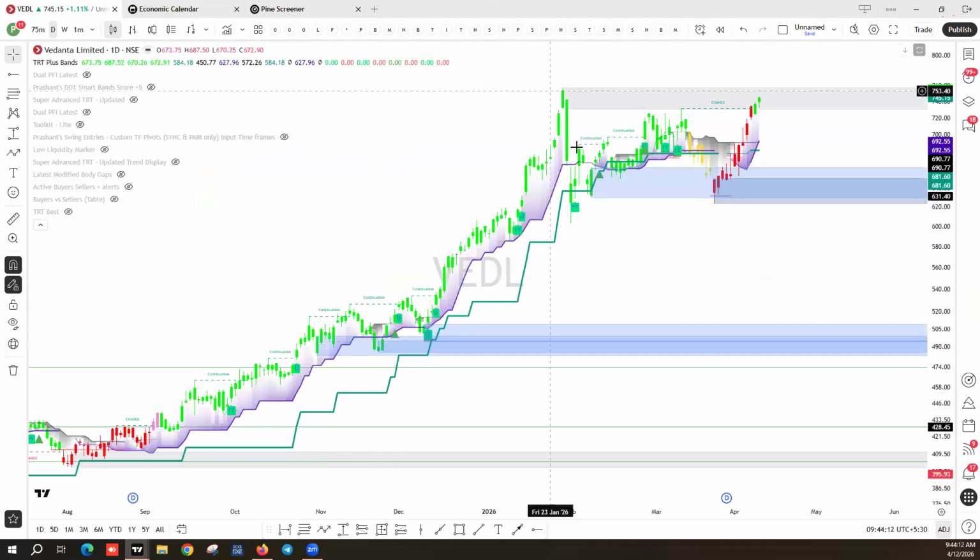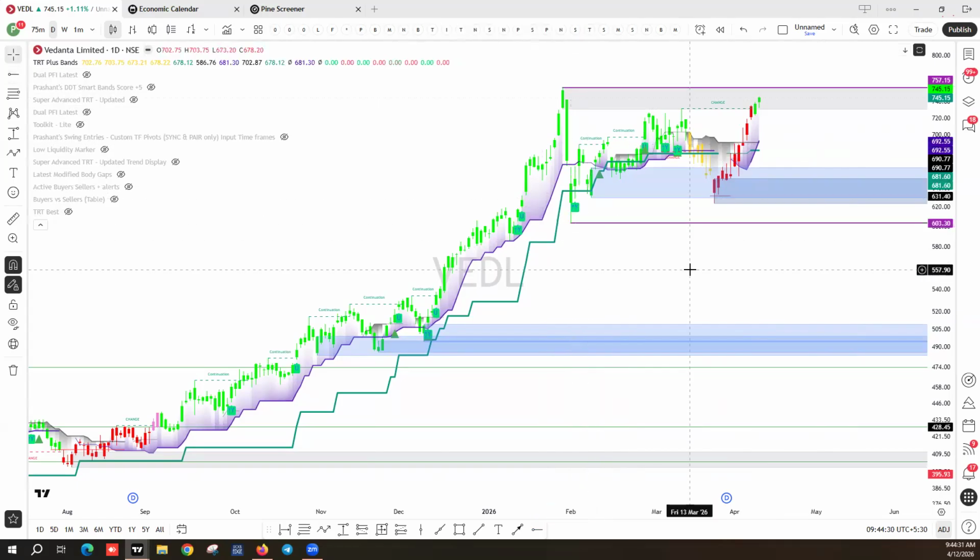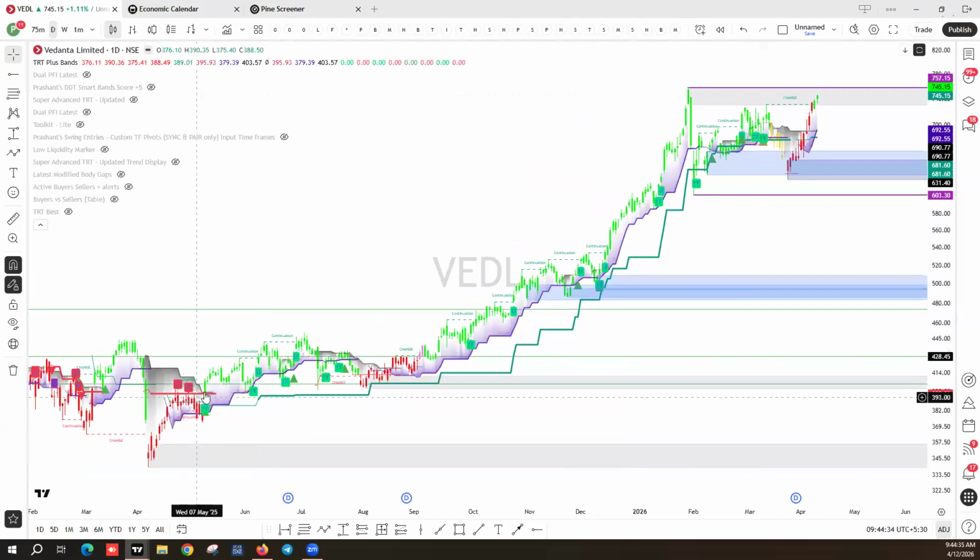Vedanta turned to red color here. It could not close below this. Again went up. Now it is creating a sideways price action. Selling was very strong. Let us see what happens from this. It changed to green here. Earlier also it was green, so it changed to green here.